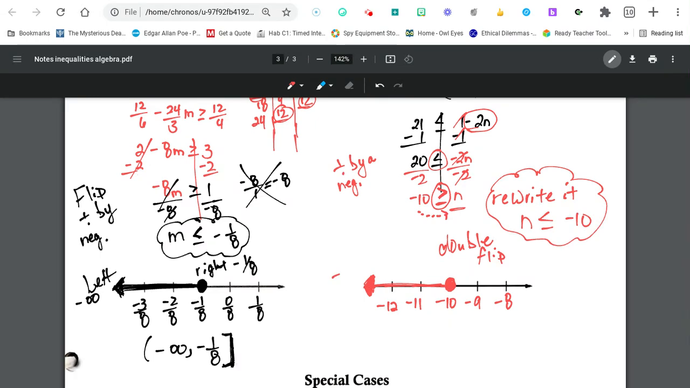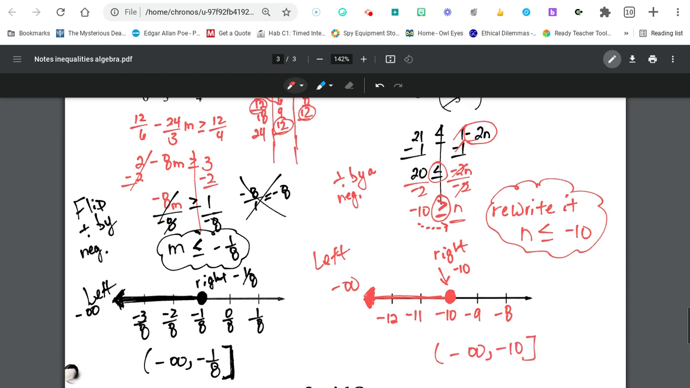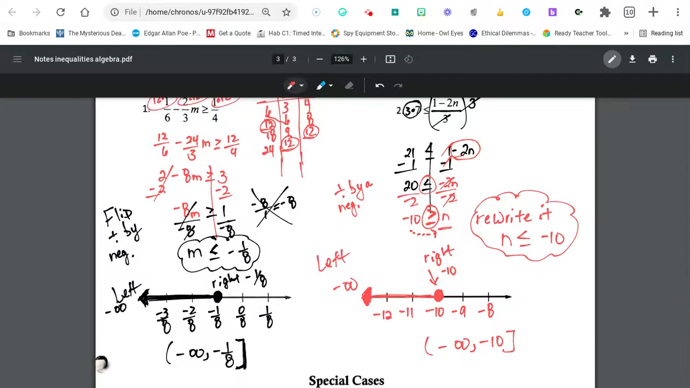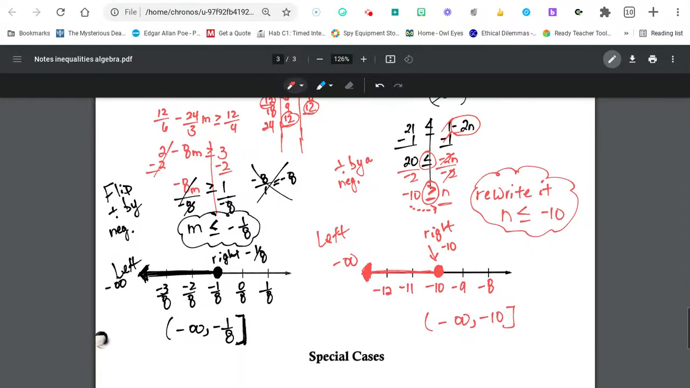All right, so on the left, if I write this from left to right, on the left I have negative infinity. And let me erase that so I can have more room. And on the right, it's going to negative 10. So this is going to be negative infinity to negative 10 with a bracket because, again, it's an equal to sign underneath it. It's closed.